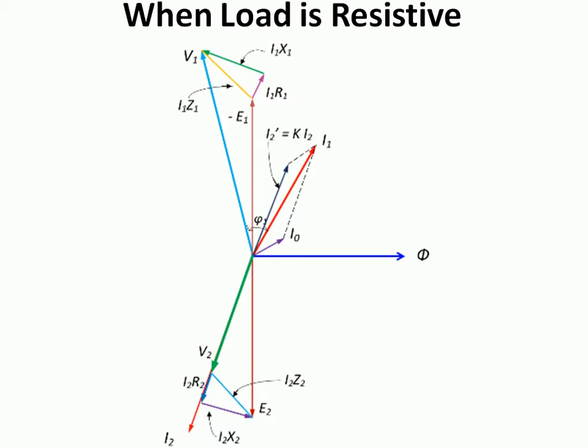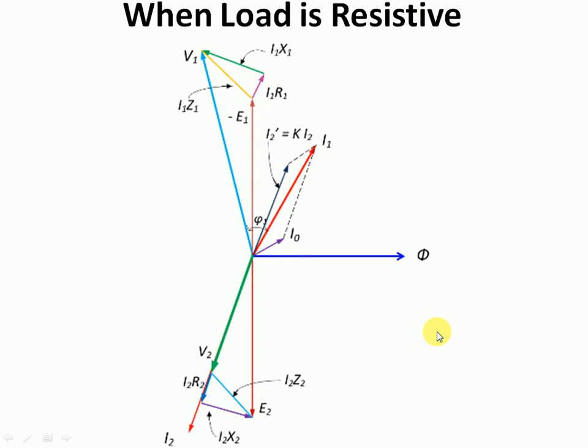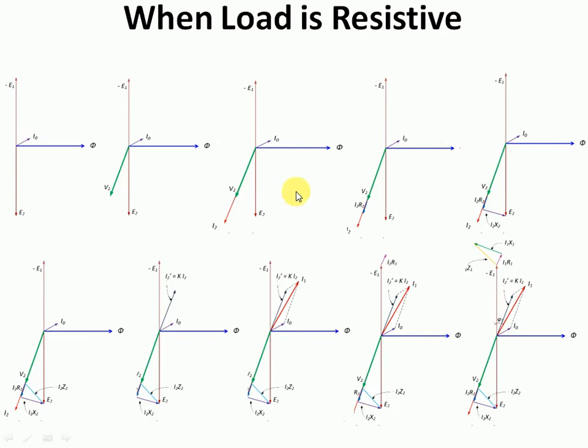First we will consider the case when the load is a resistive one. That is, the load which is being connected across these terminals will be a resistive load. So in that case the vector diagram looks like this. So let's see the step-by-step instructions to draw this vector diagram. Here I have shown it as 10 steps. It's very easy. Just listen very carefully.